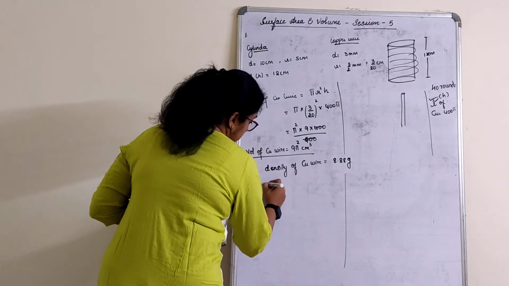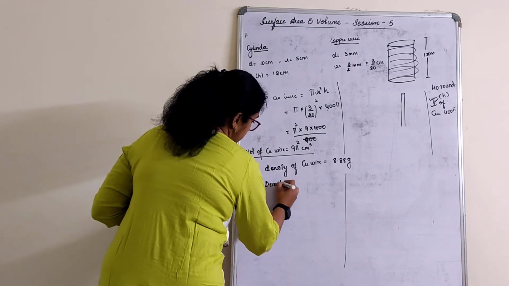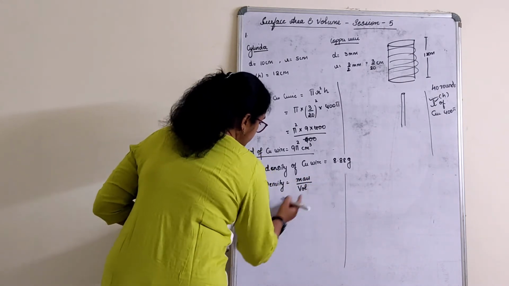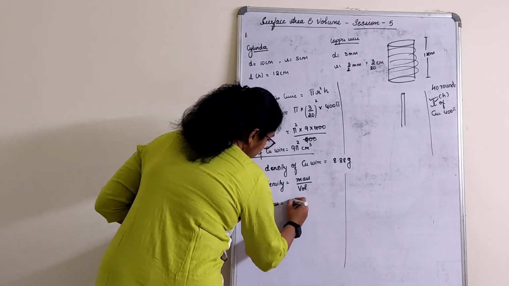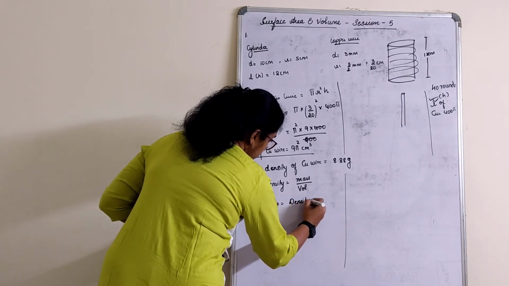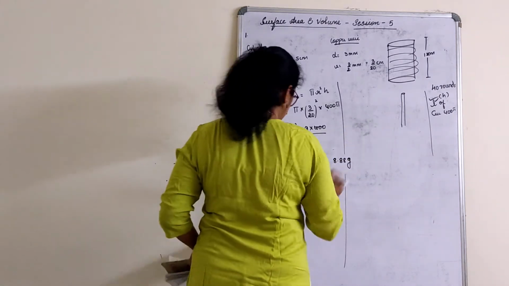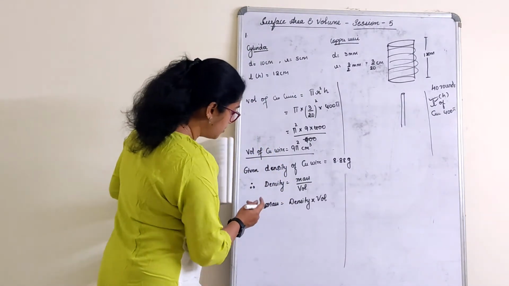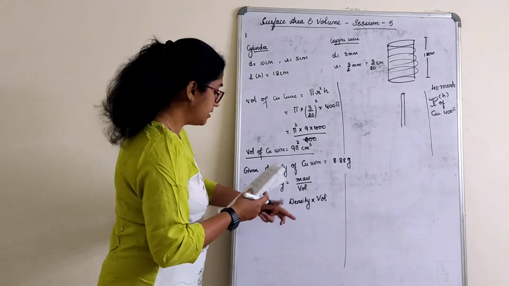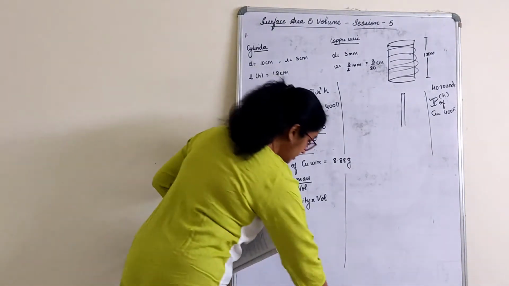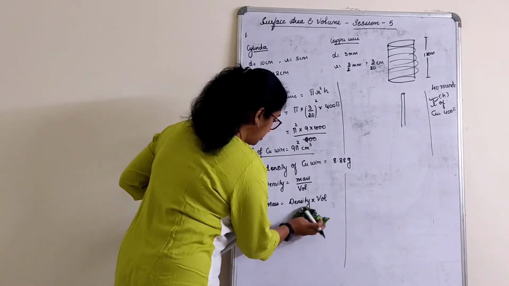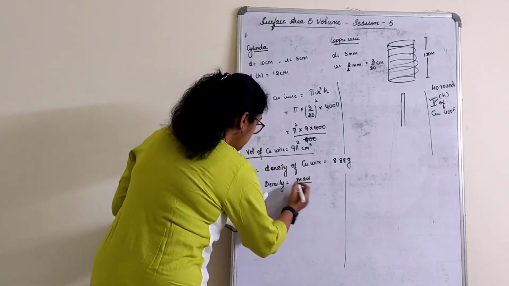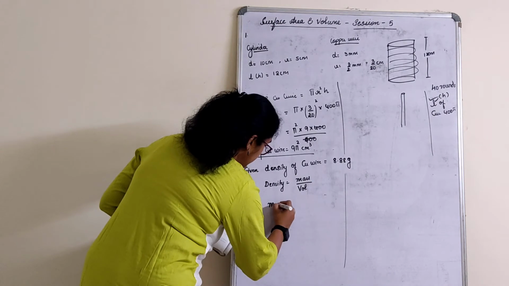Therefore, density formula is what? Density is equal to mass by volume. Therefore, mass is equal to density into volume. Do the multiplication. Density is how much? I'm sorry. What are we supposed to find out? Density is given. Density we have given here. I'm so sorry. That's where I went wrong, children. Once again. Assuming that density of the copper wire is so much, find the mass of the copper wire. Yes, I wrote it wrong.